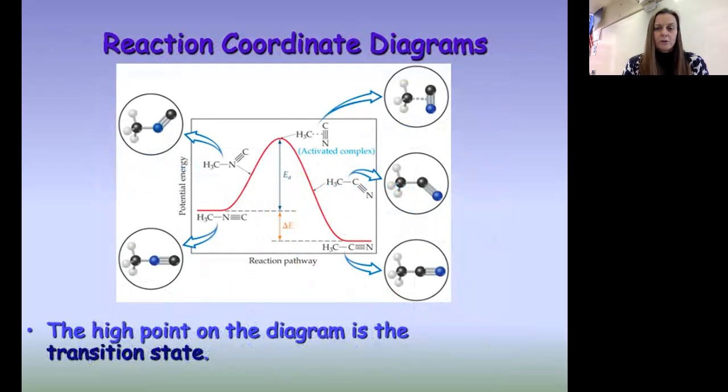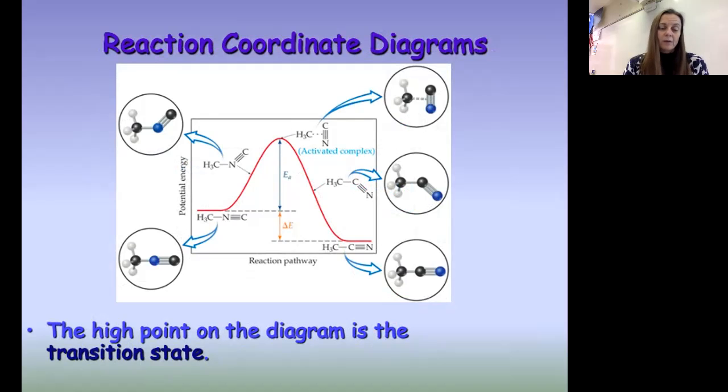Okay. We also can see this high point on the diagram, and this high point is what we call the activated complex or the transition state. And sometimes in this case, we can see that it's actually a broken bond and that things are rotating. You may sometimes see an activated complex that is two molecules that have bonded together and bonds have not yet broken.